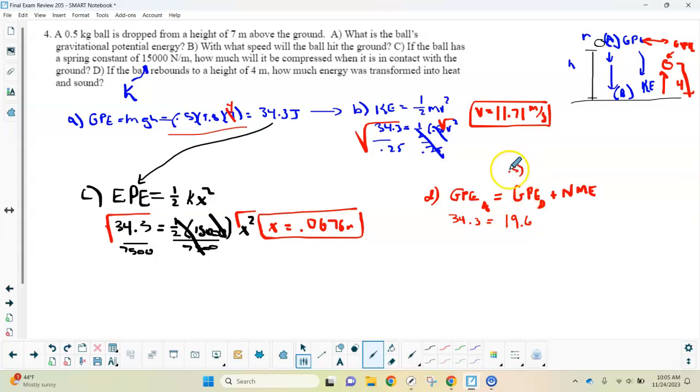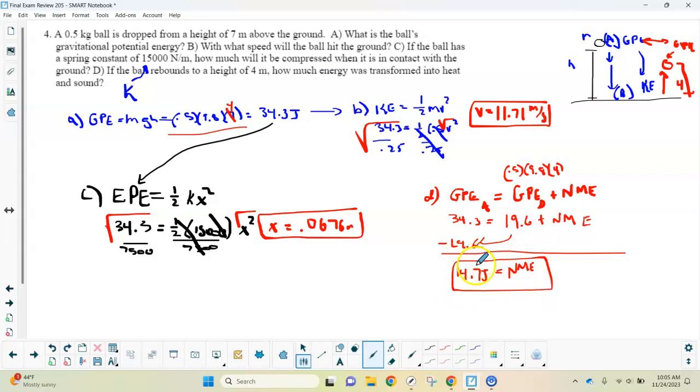0.5 times 9.8 times 4 is... so 2 times 9.8, yeah, that works out. And then the non-mechanical energy is the difference between those, so you just subtract and solve for NME. So I'm going to take this to the other side and subtract it. So you get the non-mechanical energy is equal to 14.7 joules. So that's how much heat and sound was generated during that collision with the ground. So that's number 4.